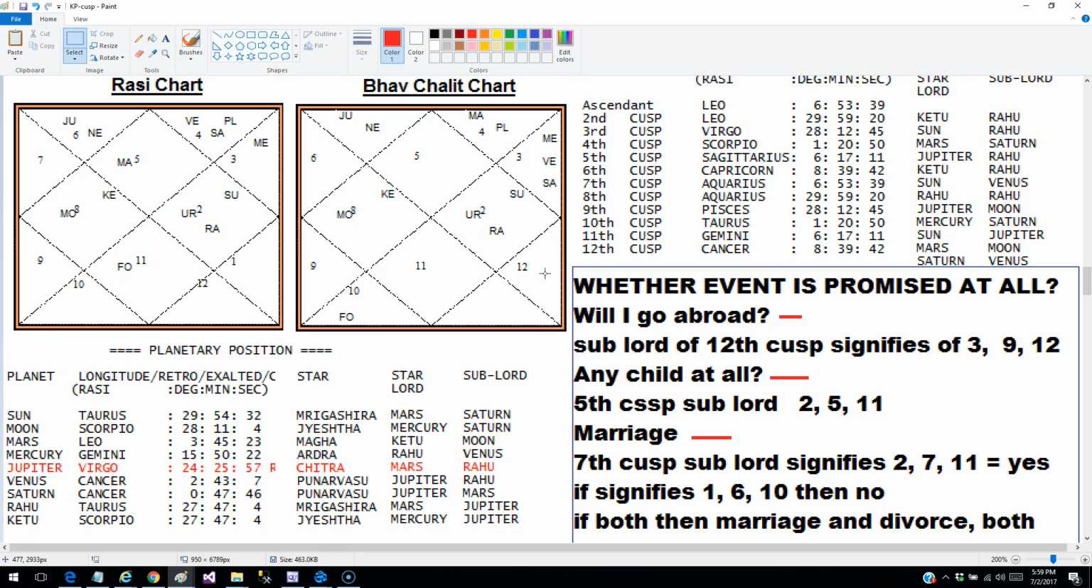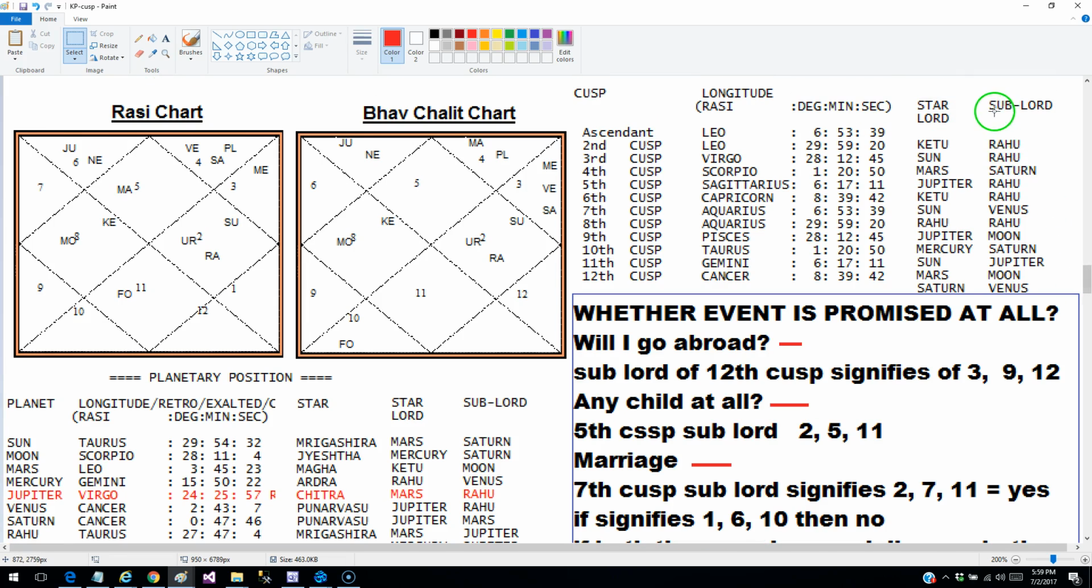But there is one stumbling block in using the cuspal sublord. These cuspal sublords change very, very fast. And I'll show you an example of what happens when there is a confusion in the time of birth by maybe 5 minutes, 6 minutes, or 10 minutes, which usually happens. Even when you assume that the birth time is very precise, you really don't know, because in the delivery room we don't know how accurately the nursing staff are noting the time of birth.